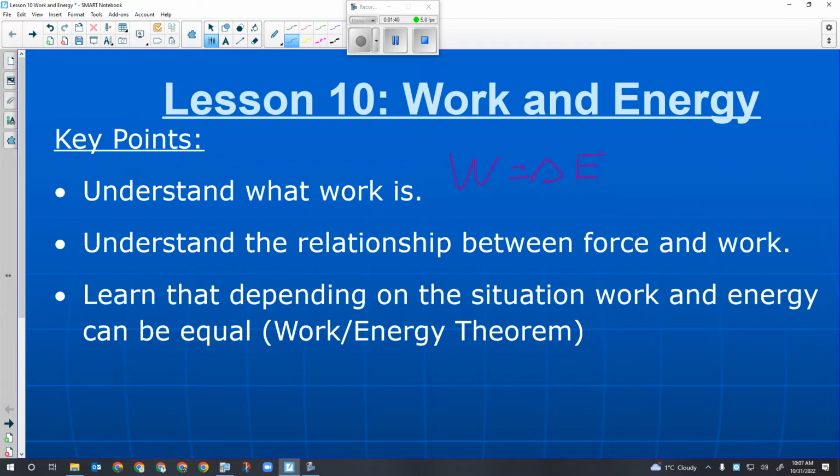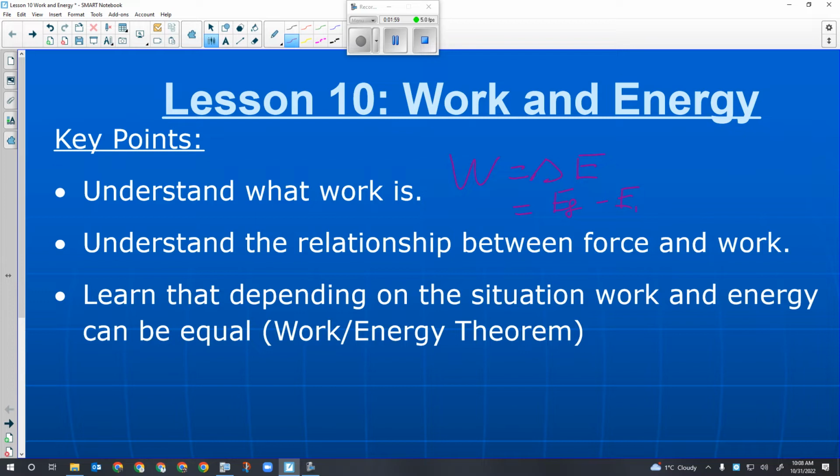So we need to understand that work is a change in energy, and that we calculate a change in energy by going final mechanical minus initial mechanical energy. As we do with anything that's delta, anything that's delta something, it's final minus initial.